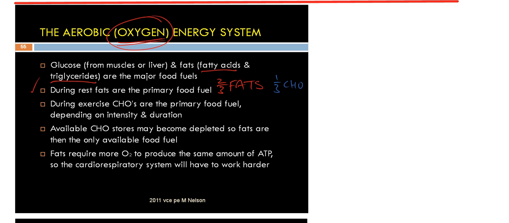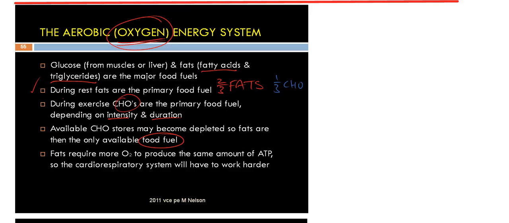So that's at rest. During exercise, carbohydrates are the primary food fuel, and that will depend on both intensity and duration. The greater the intensity, the greater the proportion of carbohydrates. Over a longer period of time, available carbohydrate stores may become depleted, so fats are then the only available viable food fuel. Because fats require more oxygen to resynthesize the same amount of ATP, the cardiorespiratory system will have to work harder to deliver more oxygen.